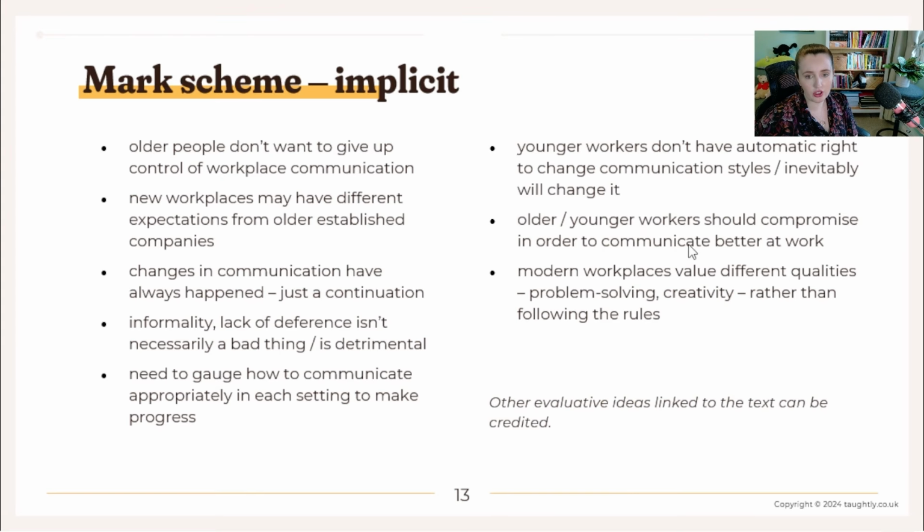Older or younger workers should compromise in order to communicate better at work, and modern workplaces value different qualities, like problem solving and creativity rather than following the rules. So actually the modern landscape of work has changed. It's no longer about hierarchy, probably because lots of jobs that required that have now been automated. Lots of jobs now are more about you coming up with creative ideas, because anything that can be just kind of spat out can be done probably digitally by robots, by the internet, by AI.